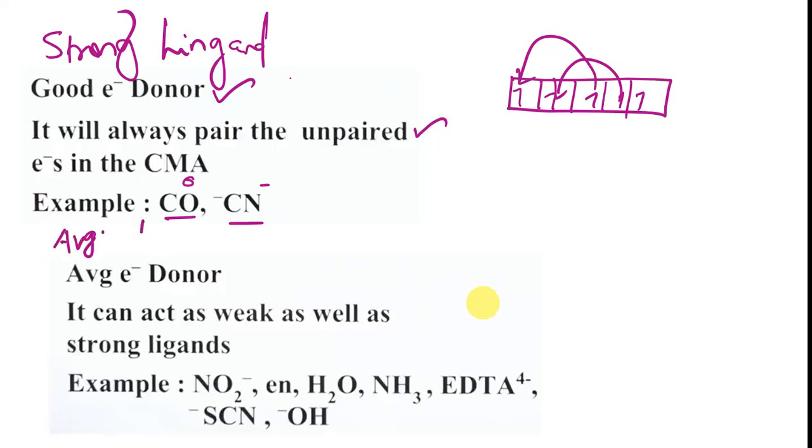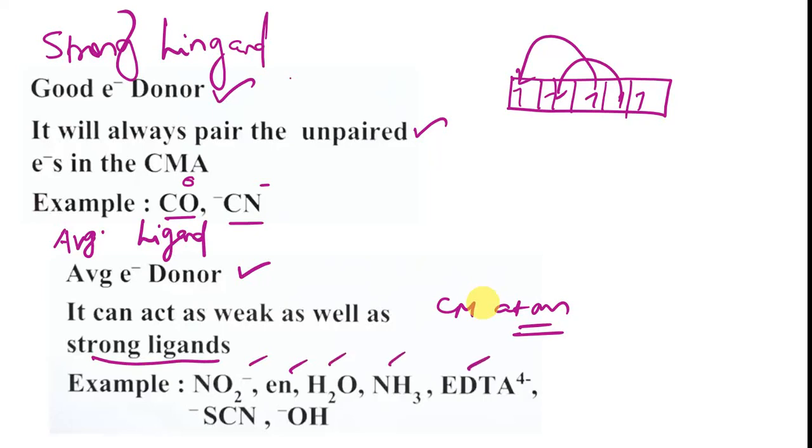This is average ligand. Average ligand in the sense average electron donor. It can act as weak as well as strong ligands based on the central metal atom, right? Examples: NO2, ethylenediamine, water, ammonia, EDTA, thiocyanate, OH minus, hydroxide. So these ligands are average ligands.